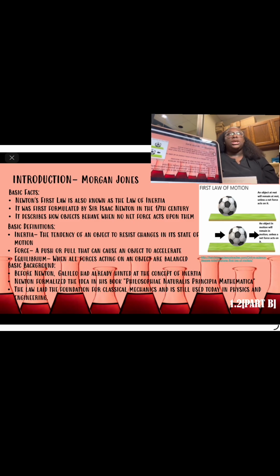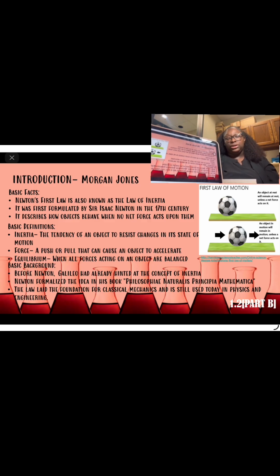So pretty much, inertia means when an object is resisting change in its motion. If an object is at rest, it will stay at rest. If it's moving with no external force acting upon it, it will keep on moving. And a force is a push or pull that causes motion or acceleration.